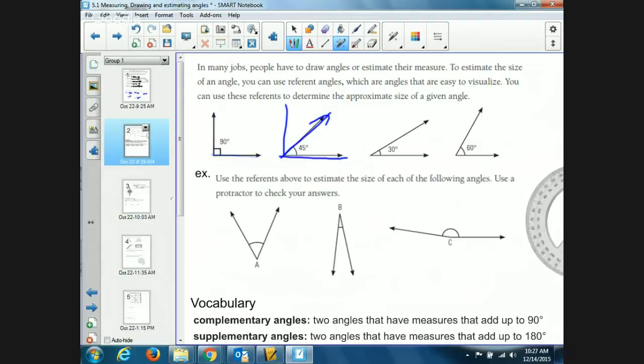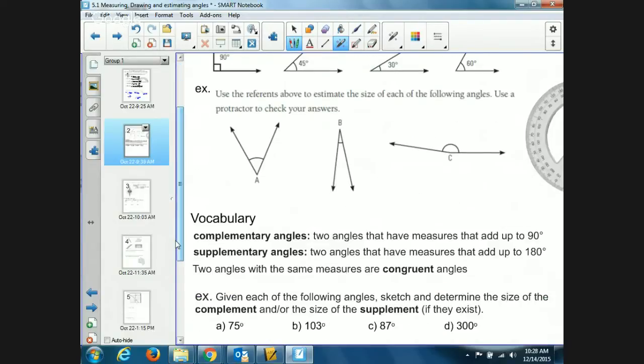The 30 and 60, well, just think. If 45 is there, 30 is a little less than that. That's 30. If 45 is about there, then 60 is this full one. 30s and 60s are used a lot, too. Because if you use multiples of 30, think of this one. 90 degrees, that's 3 times 30. 30 degrees, 60 degrees, 90 degrees, all in one diagram. Just the reason why they choose 30 and 60. Okay? Use references to estimate the size, and then use a protractor to check your answers.